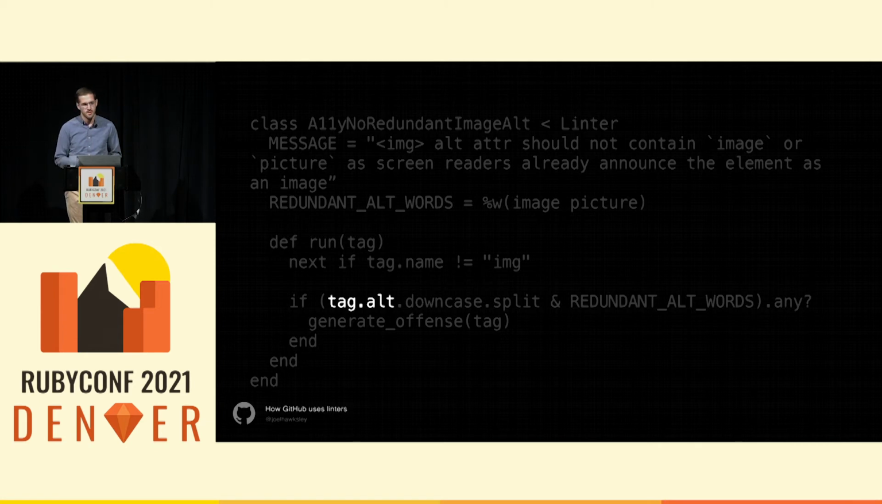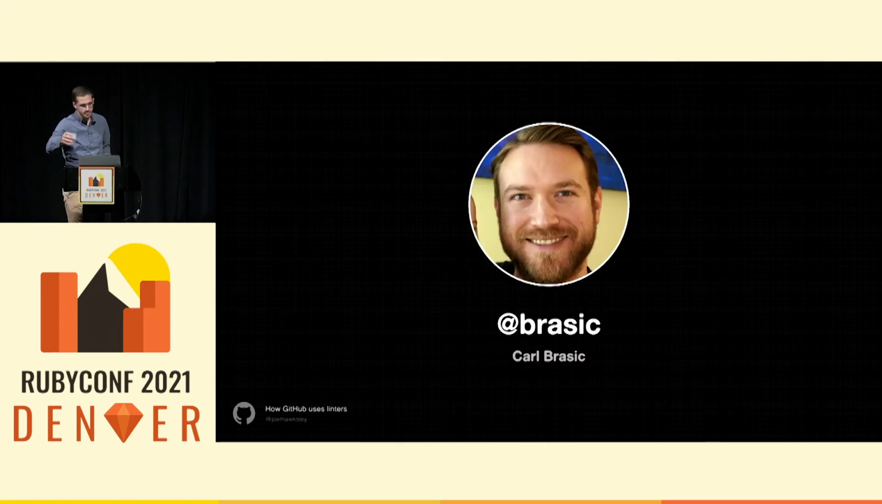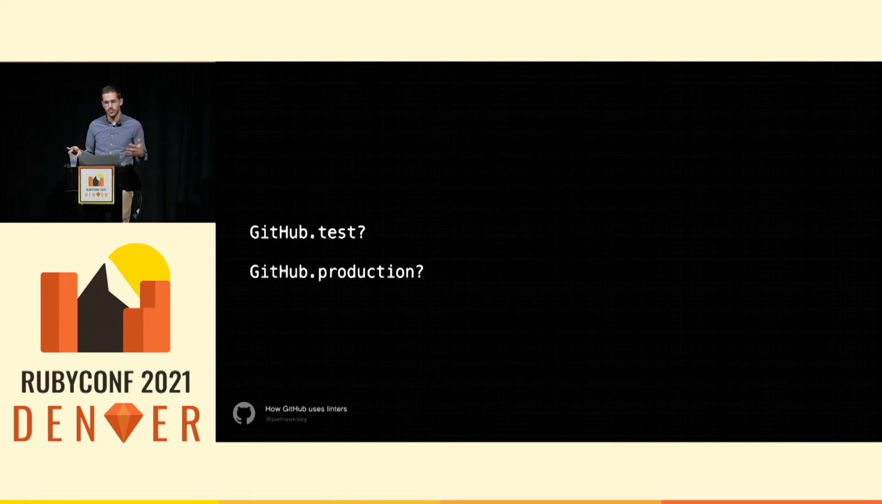But our most common AST-powered linters, as y'all might have wondered, are custom RuboCops, and we have about 125 of these. So here's one example from my colleague Carl. In our code base, we have the ability to check to see what environment we're running in, and it looks like this. We can call github.test or github.production.